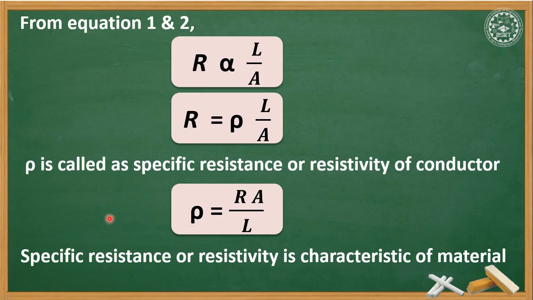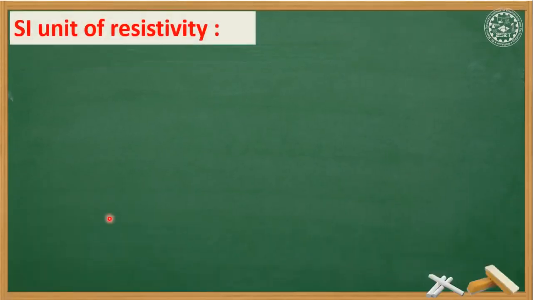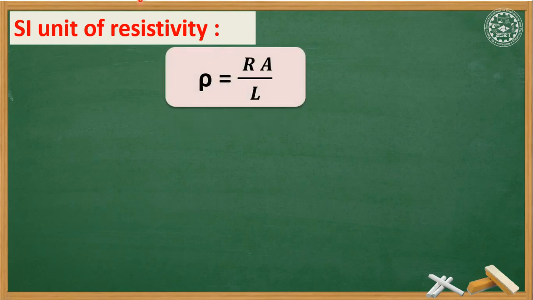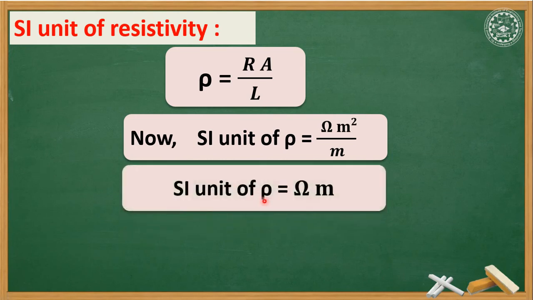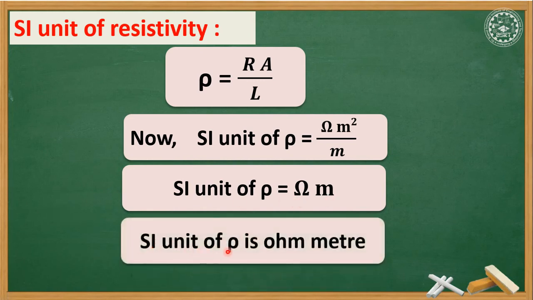Okay, this is a specific resistance. Now SI unit of resistivity or specific resistance, rho is equal to RA upon L is the formula that we know. Now SI unit of rho, how can we calculate it? The SI unit of resistance is ohm. SI unit of area is meter square, and SI unit of length is meter. Okay, so after simplifying it, we come to know that SI unit of rho is equal to ohm meter, or simply we can say SI unit of rho means specific resistance is ohm meter. Ohm meter is SI unit of resistivity.